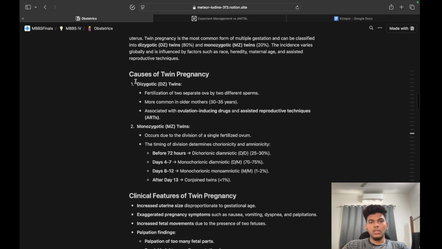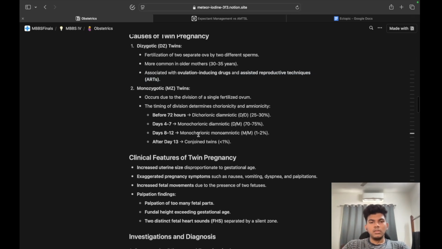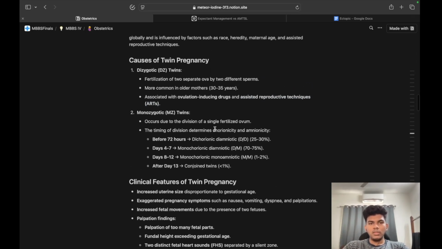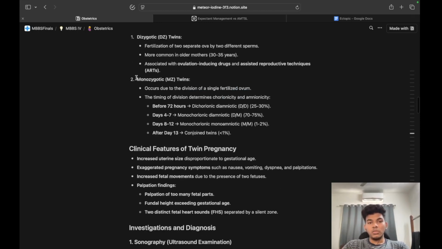Coming to the causes. Dizygotic twins: fertilization of two separate ova by two different sperms, more common in older mothers and associated with ovulation inducing drugs and assisted reproductive techniques. So multiple zygotes are formed, and these are from different sperms altogether, and assisted reproductive techniques are one of the major causes. And also overall, ovulation induction drugs too.